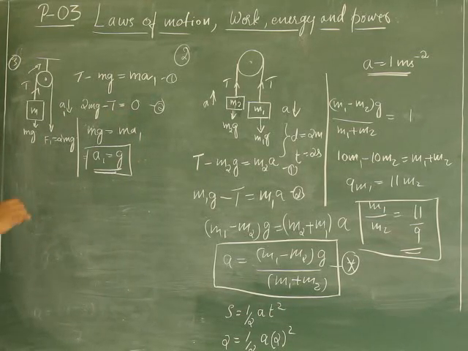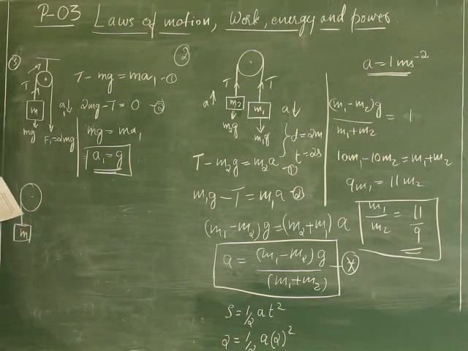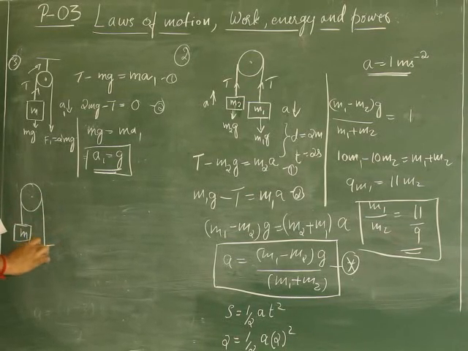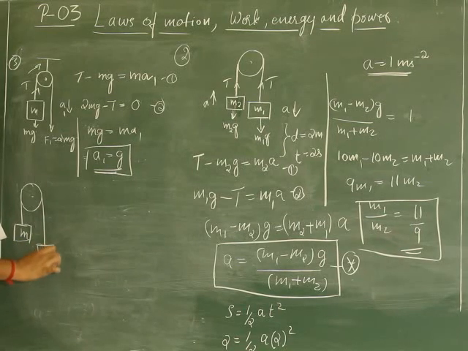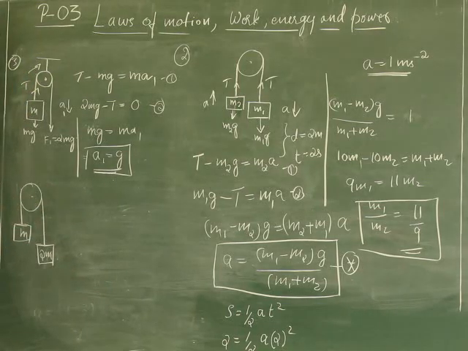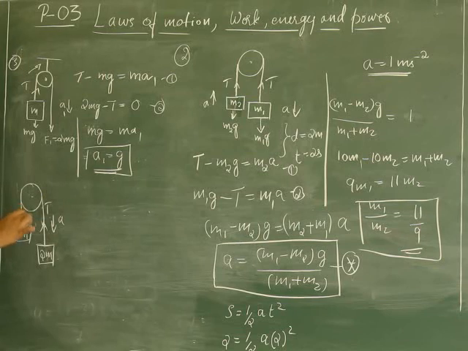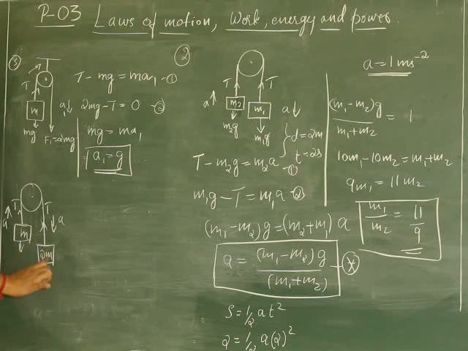I'll go for the second case here. What is the second case? You can see the diagram there. Mass M is mentioned here, and on the right hand side, mass 2m is there. Of course, it has to go downward like this. This is the acceleration, this is tension in the upward direction, and the downward forces.